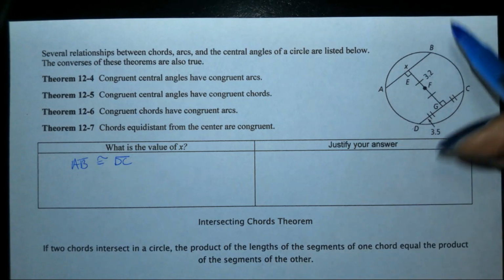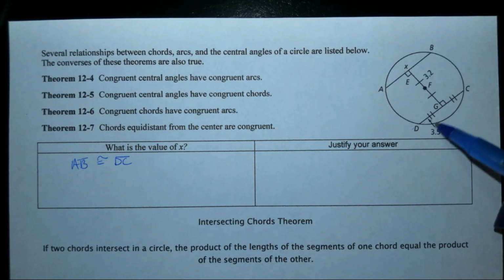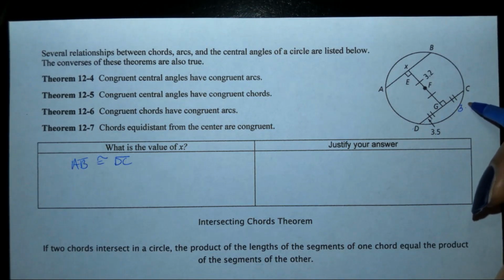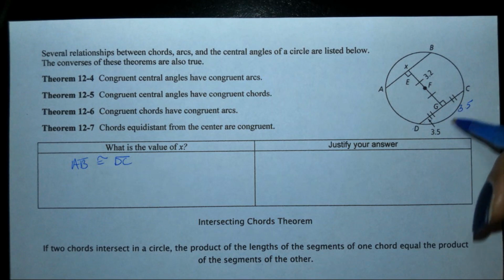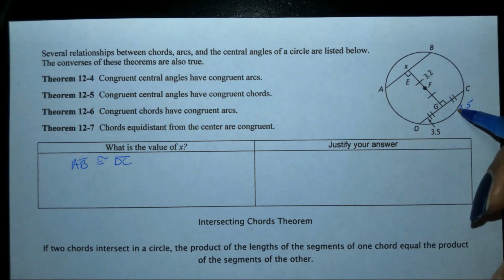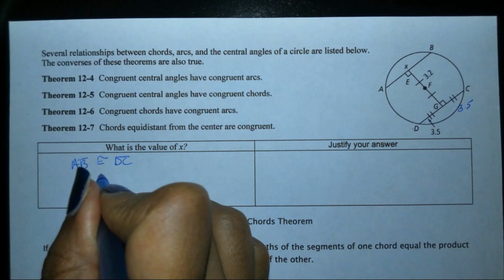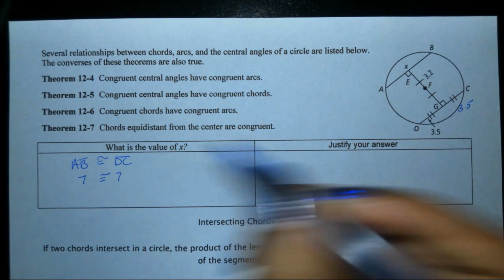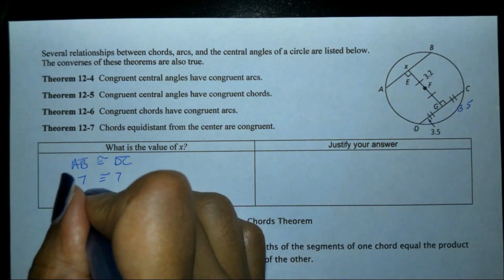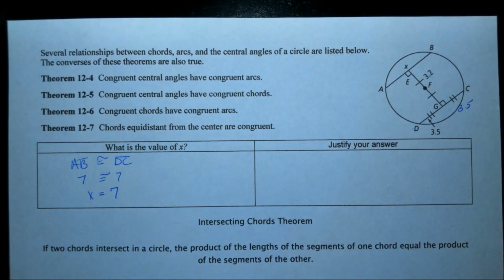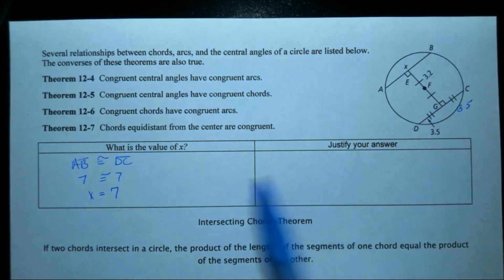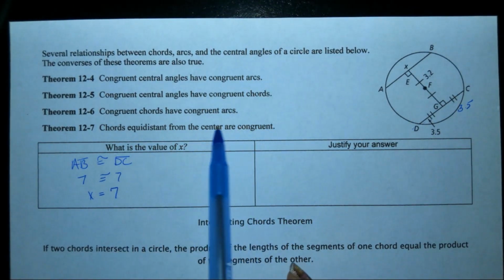Now DC is going to be a total of 3.5, but we see the markings are the same here, so we know that this is also 3.5. So when we add these two together, of course, we're going to have 7. So because DC equals 7, we know that AB is also going to be 7. And in this case, since AB is x, we know that x is going to equal 7, just like that. Okay? And in justifying your answer, any of these will work.